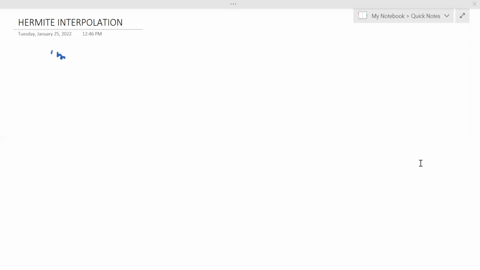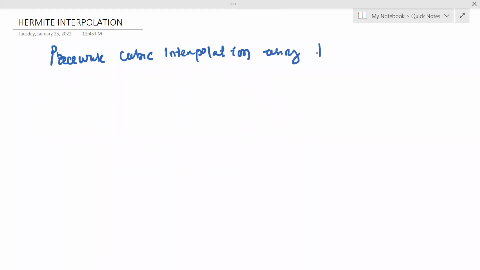Okay, so we will discuss the piecewise cubic interpolation. Piecewise cubic interpolation using Hermite type.